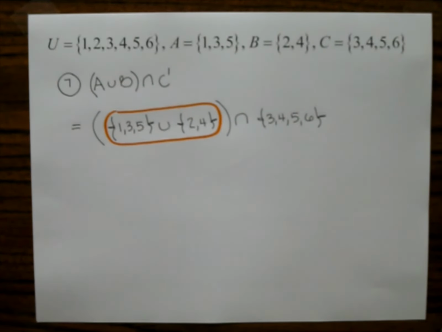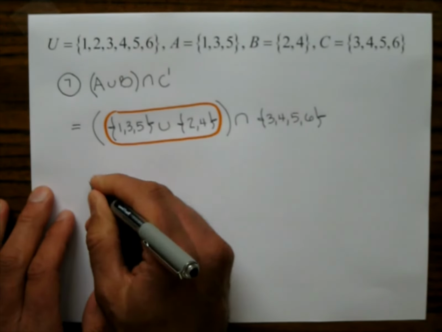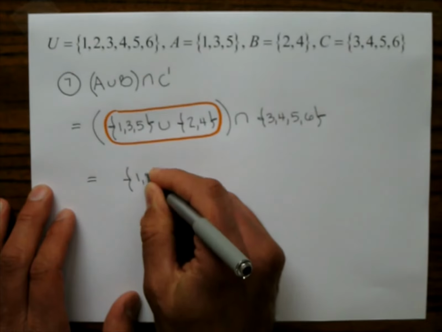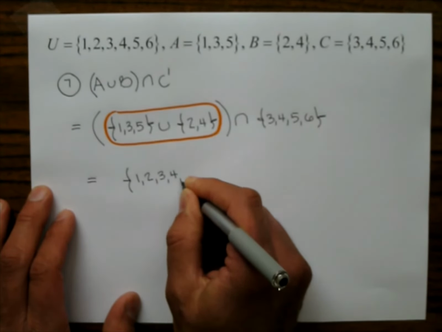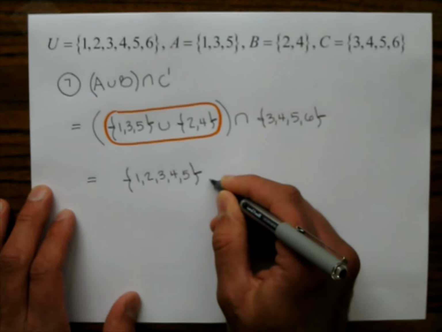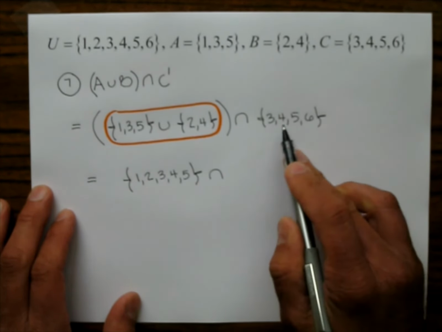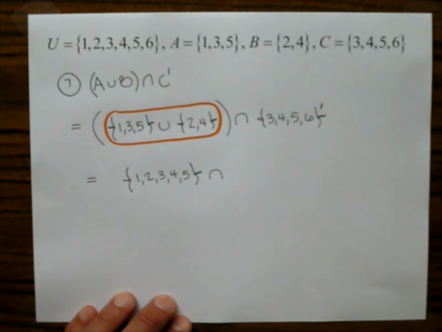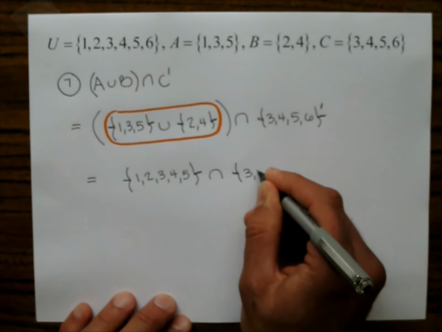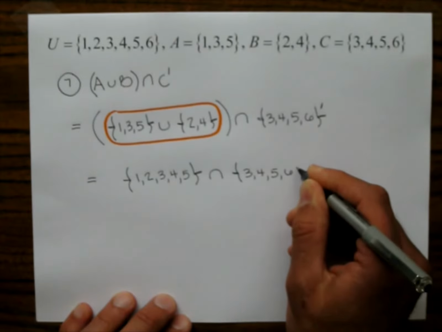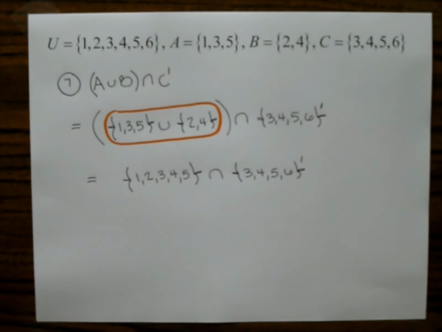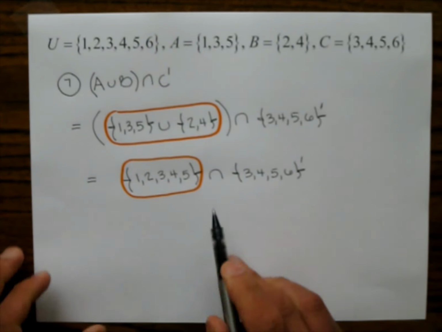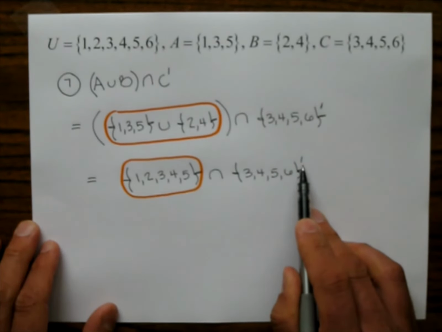I'm going to be taking the union of 1, 3, 5 with 2, 4. So that's going to give me 1, 2, 3, 4, 5. And yes, I forgot. Those things are easy to forget, so I forgot to put the complement there. So we'll write 3, 4, 5, 6, complement. Okay, the next thing on the pecking order between intersection and complement is the complement. So that's what I'm going to do now.